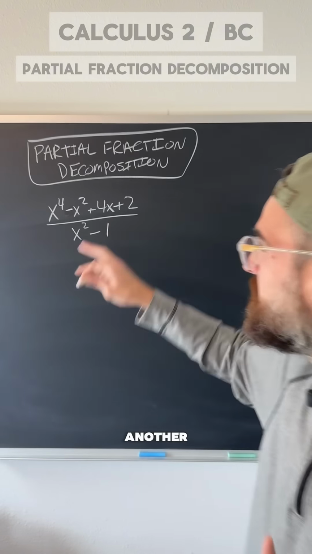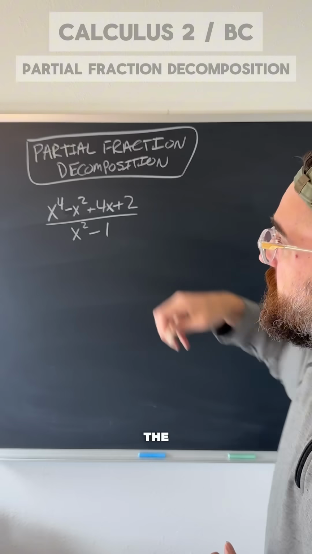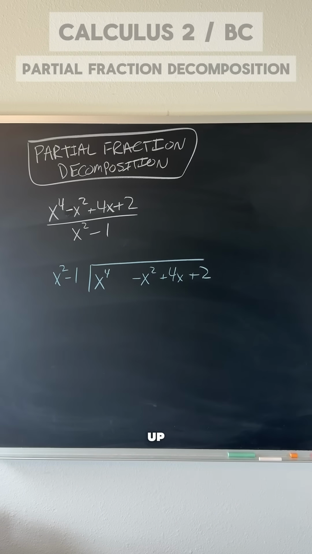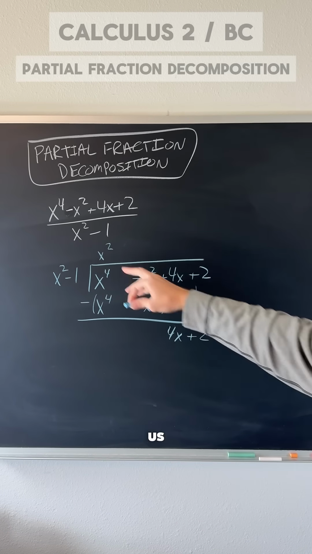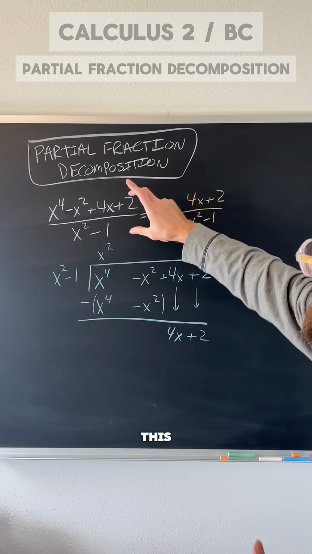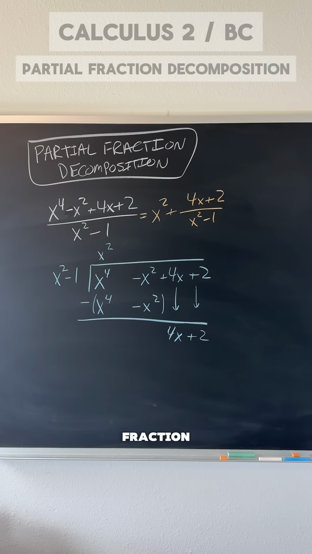Let's go ahead and take a look at another example here. Again, we notice that this is an improper rational function because the degree of the numerator, 4, is larger than the degree of the denominator, 2. Therefore, we go ahead and set up our long division, which ends up giving us x squared with a remainder of 4x plus 2. Therefore, we'd rewrite this expression as this, and then we'd be able to integrate this using our partial fraction decomposition technique.